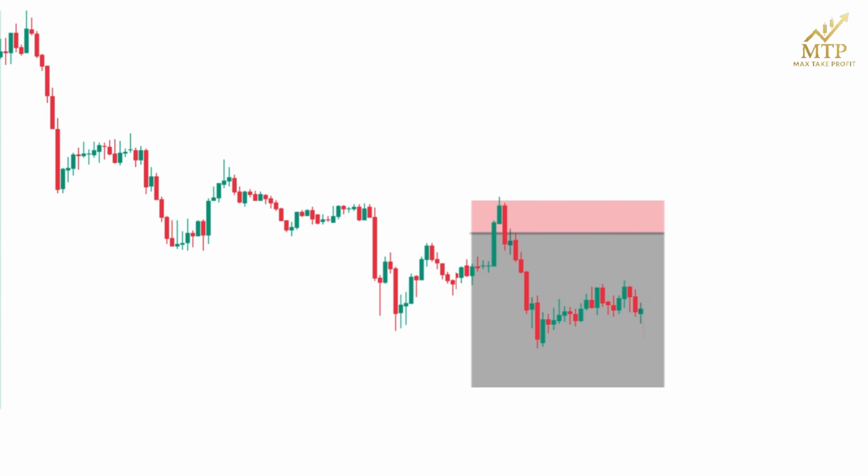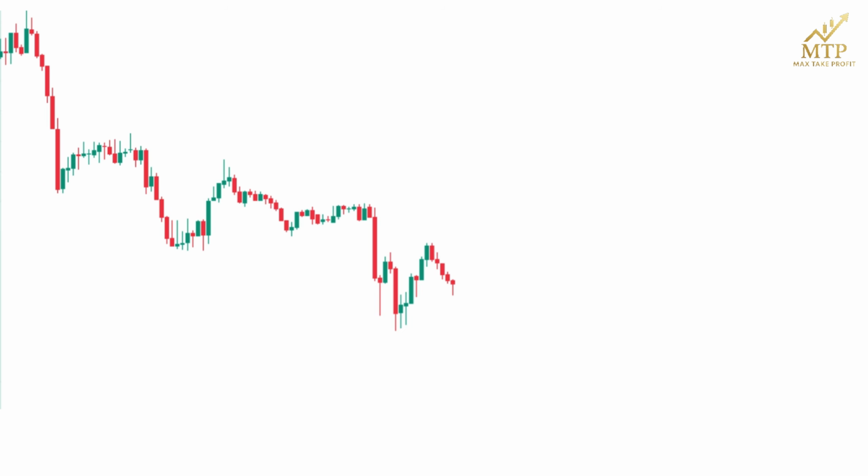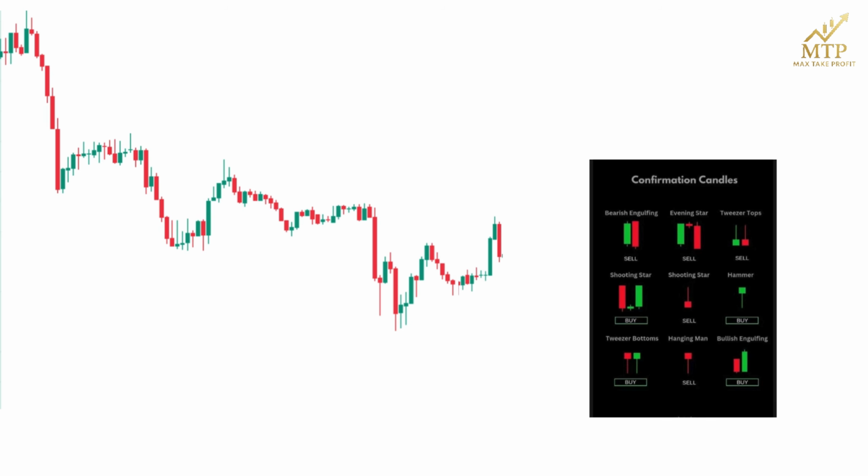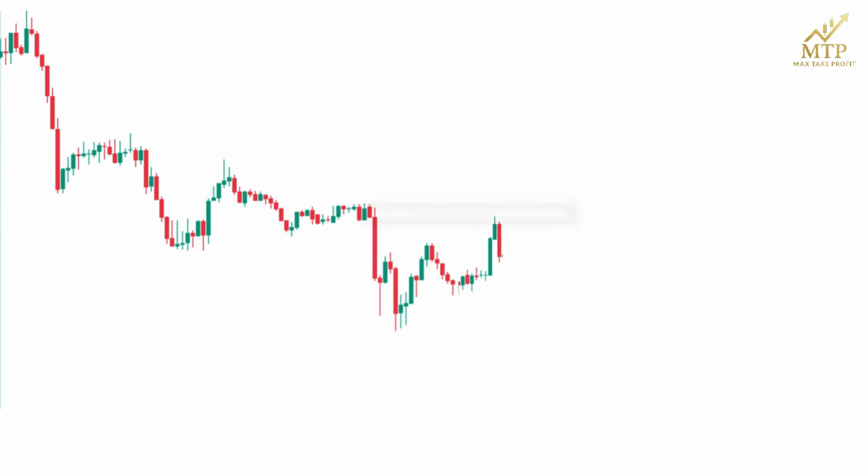So here's option 2, wait for confirmation. Option 2, the confirmation entry. Let the liquidity be collected first. Then wait for a clear sign of reversal in your zone. That could be a wick rejection, a pin bar, an engulfing candle, or a retest of an order block or FVG. Once you see that, you take your entry with confidence. It's safer, cleaner, and gives you more control over your trade.